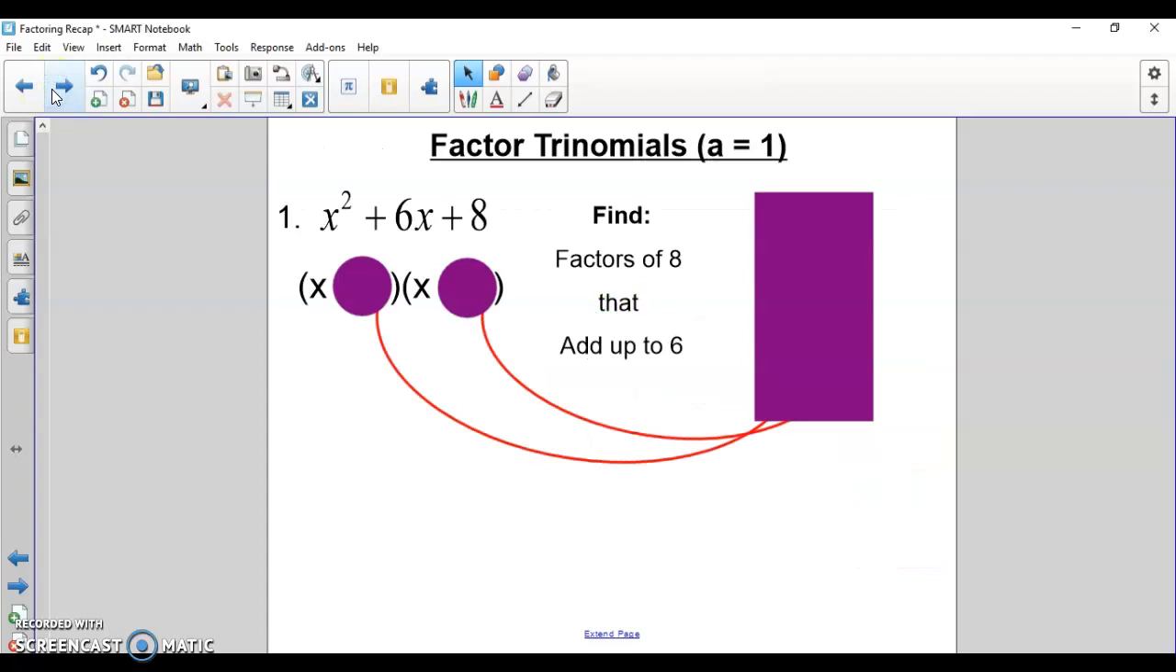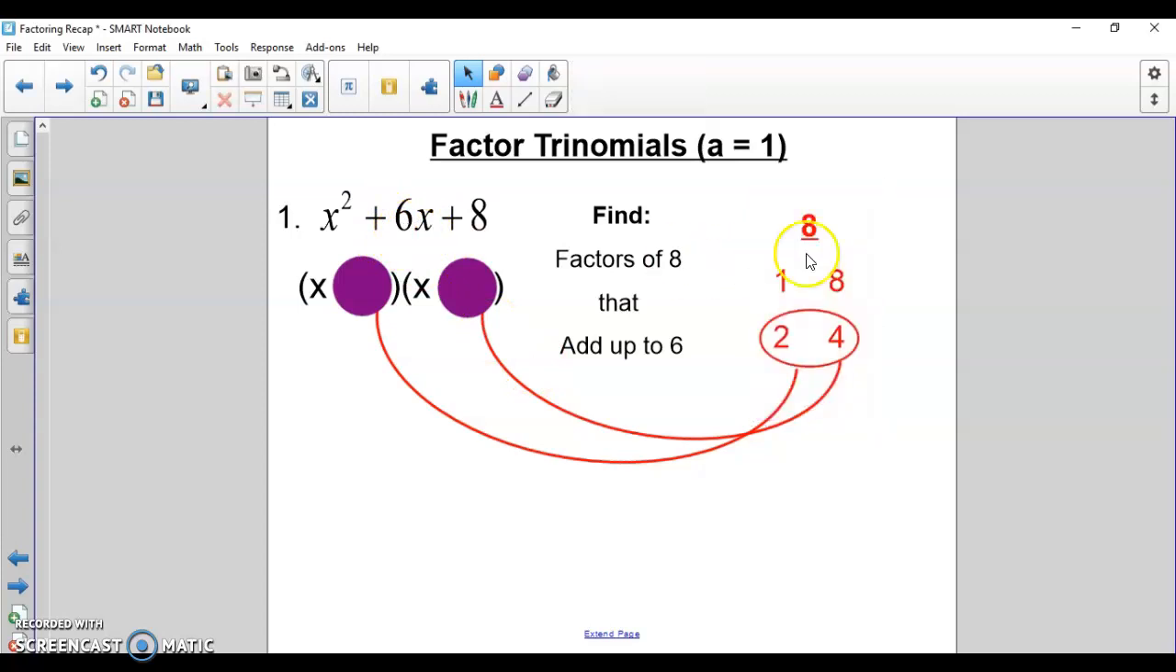Last thing this week, factoring trinomials where a is 1. So it's x squared plus 6x plus 8. You find factors of 8 that add up to 6 in the middle. If you list your factors of 8, it's 1 and 8, 2 and 4. 2 and 4 add up to 6. So you put in parentheses x plus 2, x plus 4. Doesn't matter the order. It can be x plus 4, x plus 2, whatever you want.